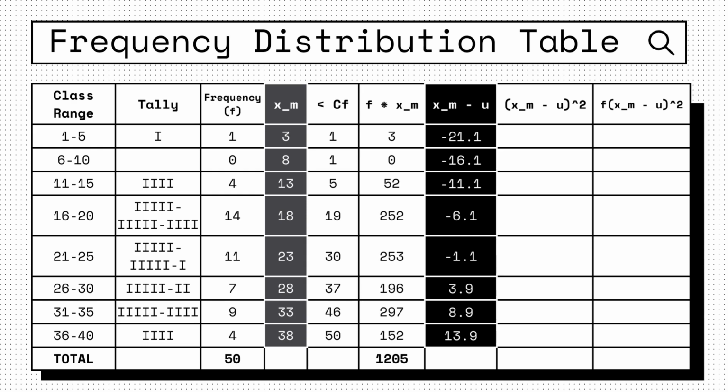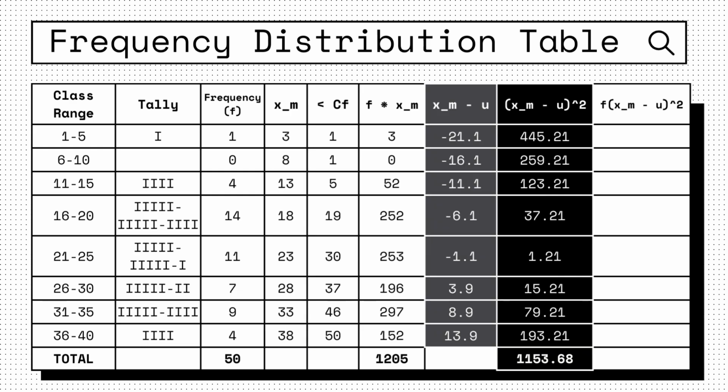For the class range 26 to 30, we have 28 minus 24.1, which is equal to 3.9. For 31 to 35, we have 33 minus 24.1, which is equal to 8.9. And lastly, for the class range 36 to 40, we have 38 minus 24.1, which is equal to 13.9.